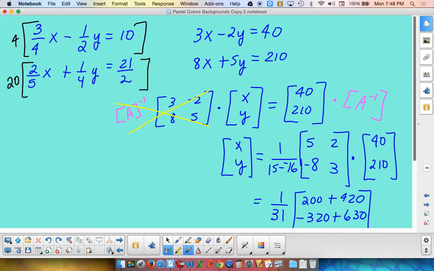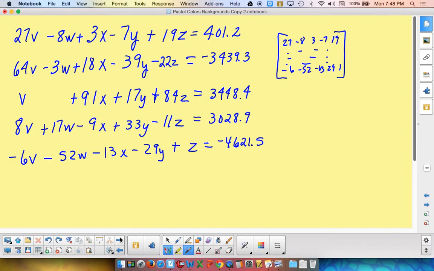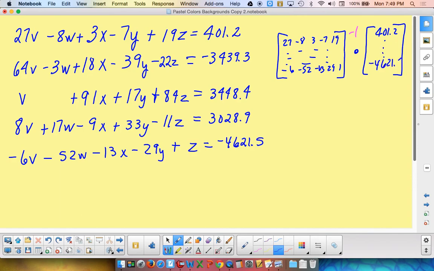All right, so that part right there was the key part, the inverse times the result matrix. So all we're creating over here, this is the original matrix. How do I make it an inverse? The key thing of the day is that we have to be sure and put the inverse symbol on it before we then multiply it by the results matrix, which is the 401.2 down to the negative 4,621.5. I worked hard to make a really crummy problem.